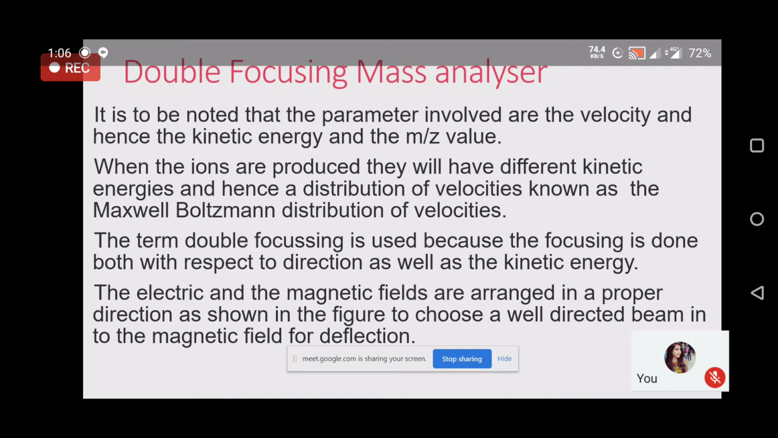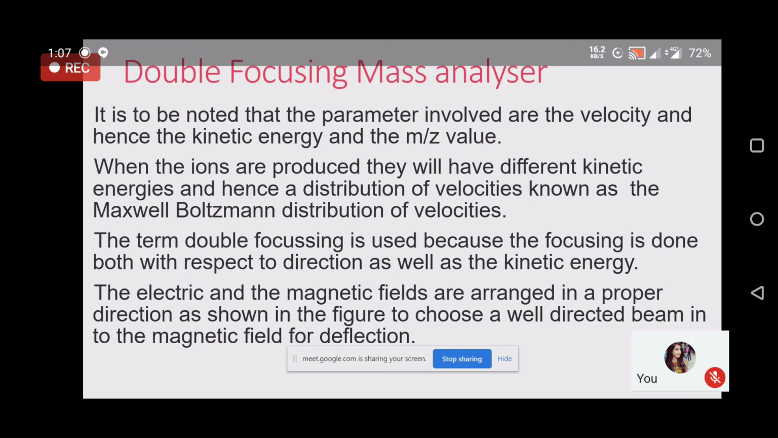The electric and the magnetic fields are arranged in a proper direction as shown in the figure to choose a well-directed beam into the magnetic field for deflection. That is the most important point. You can underline that word. It is to choose a well-directed beam to the magnetic field for deflection.